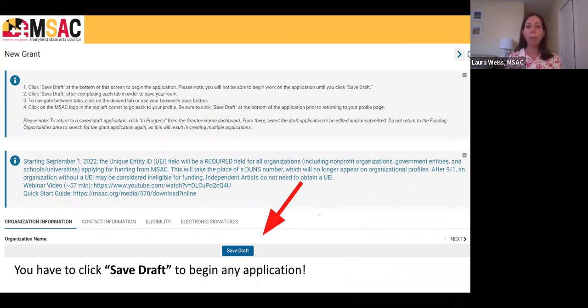You don't have to complete the entire application in one sitting. You can come back to it. Just make sure that you do hit Save Draft throughout the process. It doesn't auto save. So make sure if you're not going to submit it all in one sitting, that you do click that Save Draft so you don't lose anything.